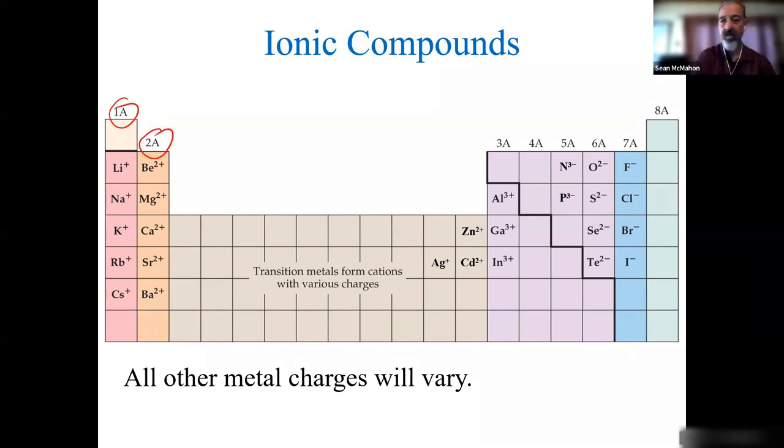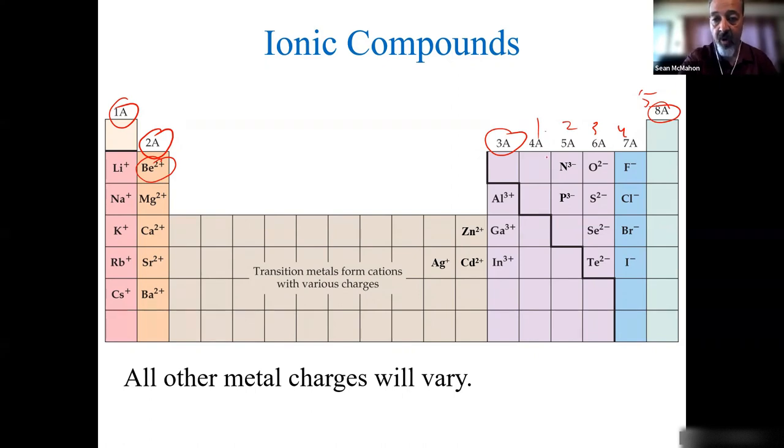Group 2A have 2 valence electrons. So what does it want to do? Does it want to try to get 6 or lose 2? It's easier to lose 2, so it has a 2+ charge. Group 3A, what does it want to do? Well, it could try to gain 5 more, so 1, 2, 3, 4, 5 more to be like a noble gas, group 8A, or it could lose 3.